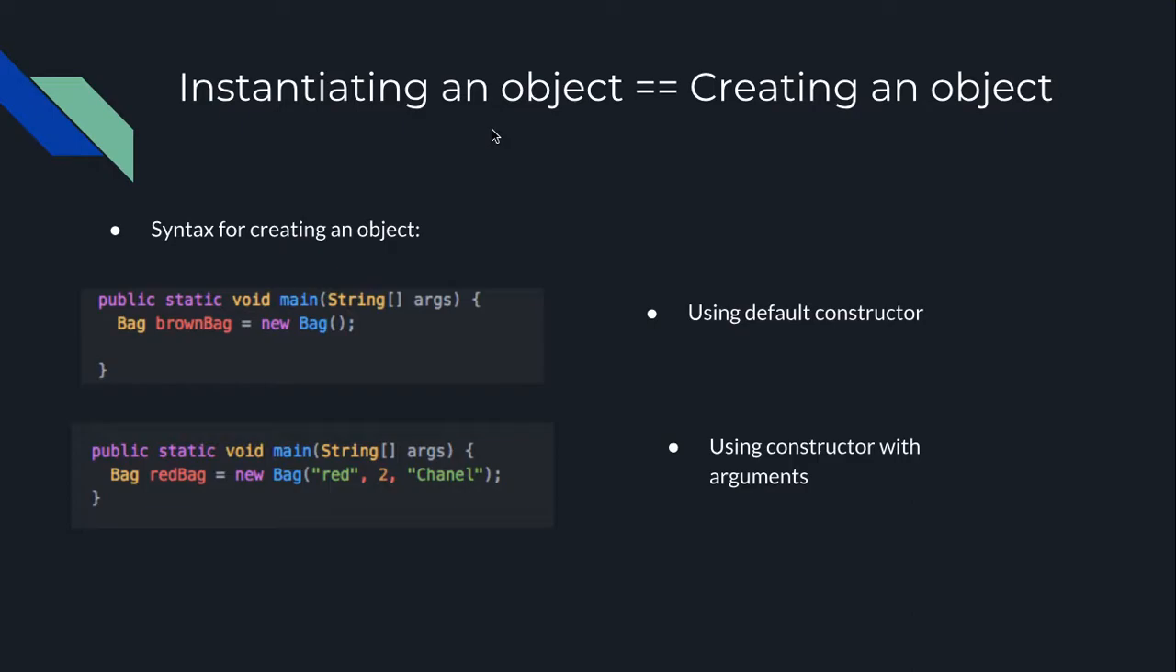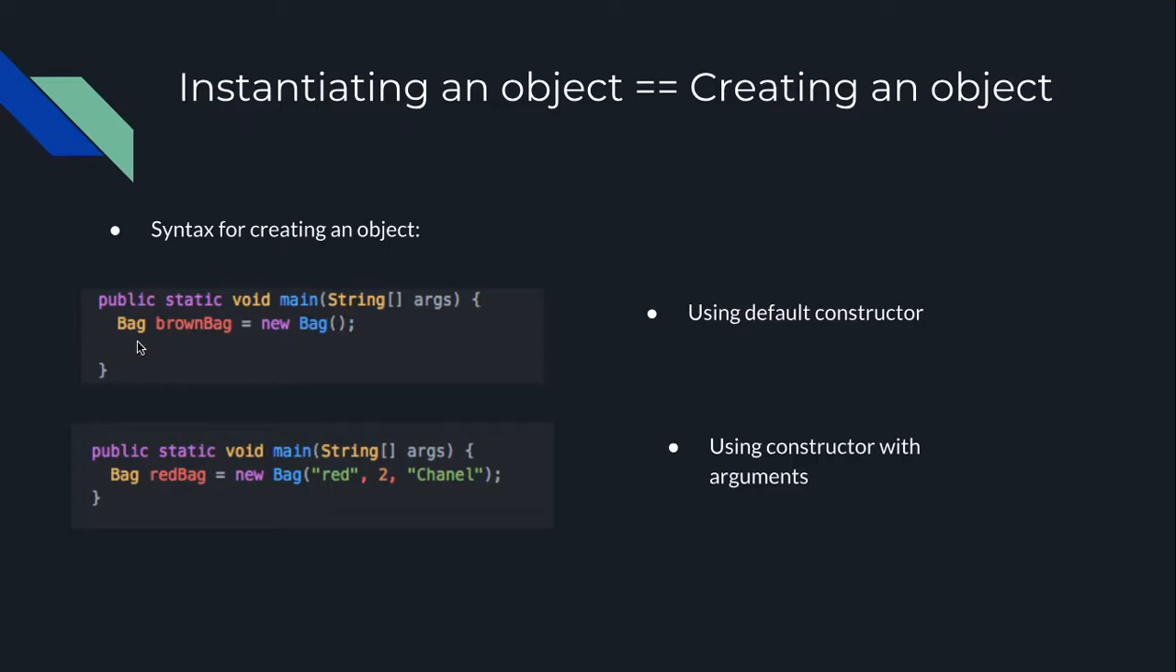And basically, when we're creating an object, as I've mentioned before, we're actually going to be using the constructors that we have defined in our bag template or bag class. So the syntax for creating an object is when we're inside the main method. The first example is showing how we would use a default constructor. The very first thing that we need to do is declare the type of our variable. So in this case, it's going to be a bag type.